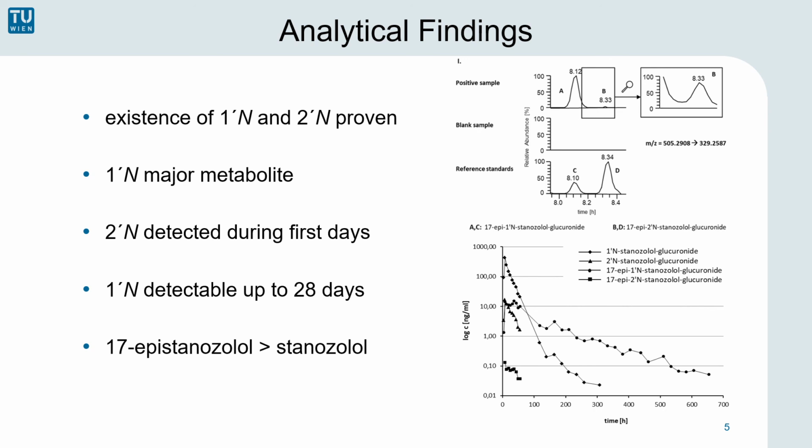In conclusion, we are now able to synthesize N-glucuronides of 17-epi-stanozolol in high purities and have a method available to detect stanozolol abuse up to 28 days.